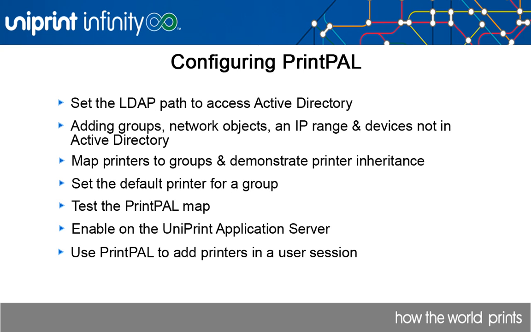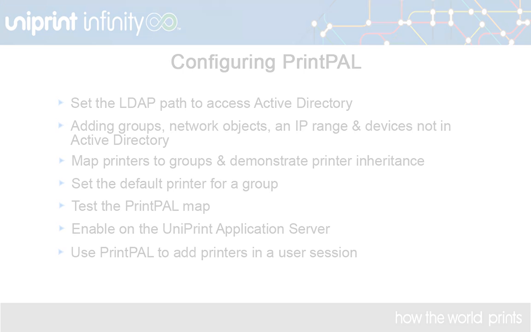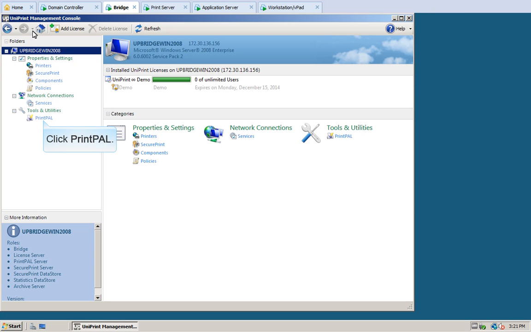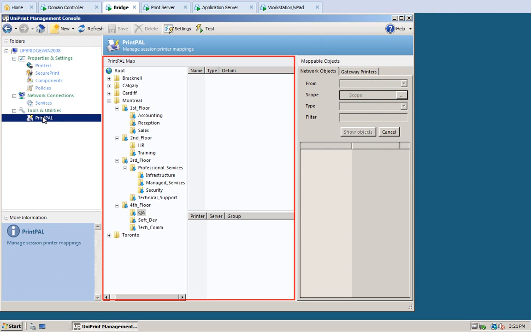Technically, you can create your initial PrintPAL map from either the bridge or the application server, but since the PrintPAL server itself is installed on the bridge, we recommend creating the initial mapping on the bridge. So let's go to the bridge to start. Under Tools and Utilities, click PrintPAL. For demonstration purposes, a partial map has been created, and we'll be adding different groups and objects to this map.